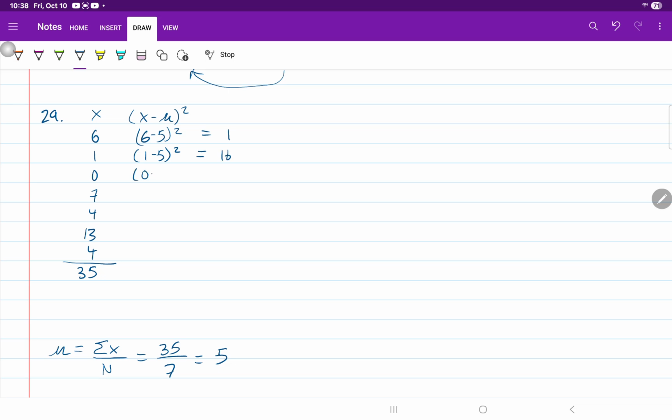And the next one we have is 0 minus 5 squared. And 0 minus 5 is negative 5. Square that, we have 25. And 7 minus 5 squared is positive 2. Square that, and we're going to get 4. And then 4 minus 5 is negative 1. Square that, and we'll get 1. And 13 minus 5 is 8. Square that, and we're going to get 64. And finally, 4 minus 5, that's negative 1. Square that, we get positive 1.